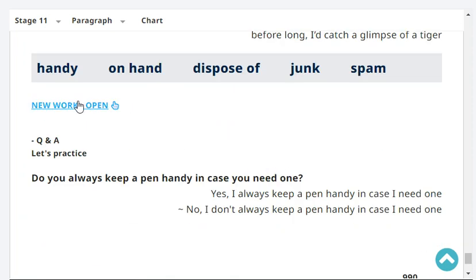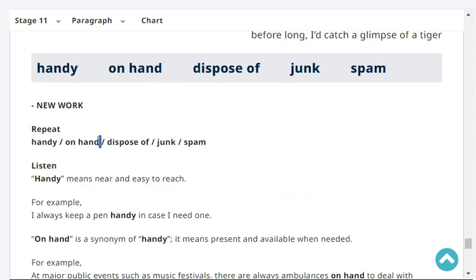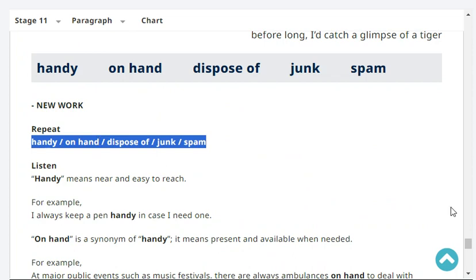Next, repeat: handy, on hand, dispose of, junk, spam. Very good.